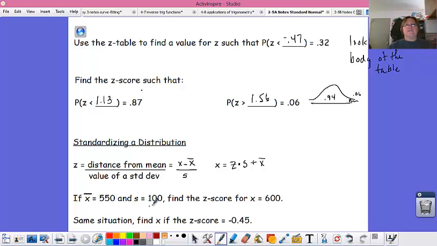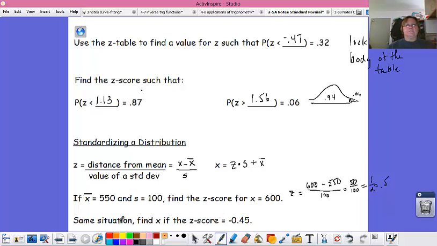If x bar is 550 and s is 100, it says find the z-score for x equals 600. Well, if we're finding z, the formula says that we take the data value, x, we subtract the average, and we divide by the value of a standard deviation, which is 100 here. 600 minus 550 is just 50, and 50 over 100 is 1/2, or 0.5. So the z-score for this situation is 0.5.